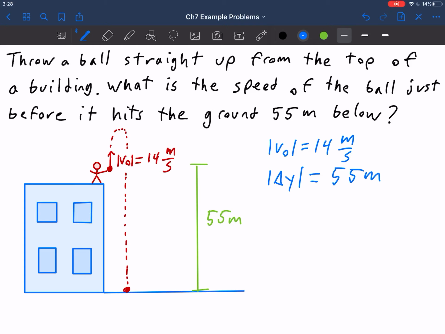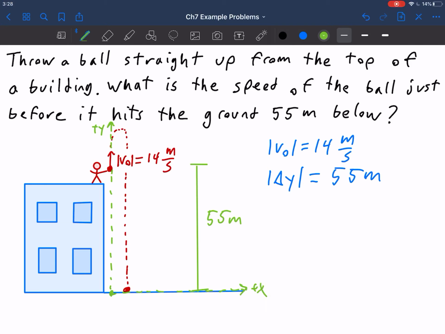Because things like velocity and acceleration are vectors, we need to define a coordinate system in order to do that. And so I'm going to choose my origin to be the ground, right below, all the way down below the ball. And that makes the plus y direction straight up. And of course the plus x direction is to the right.